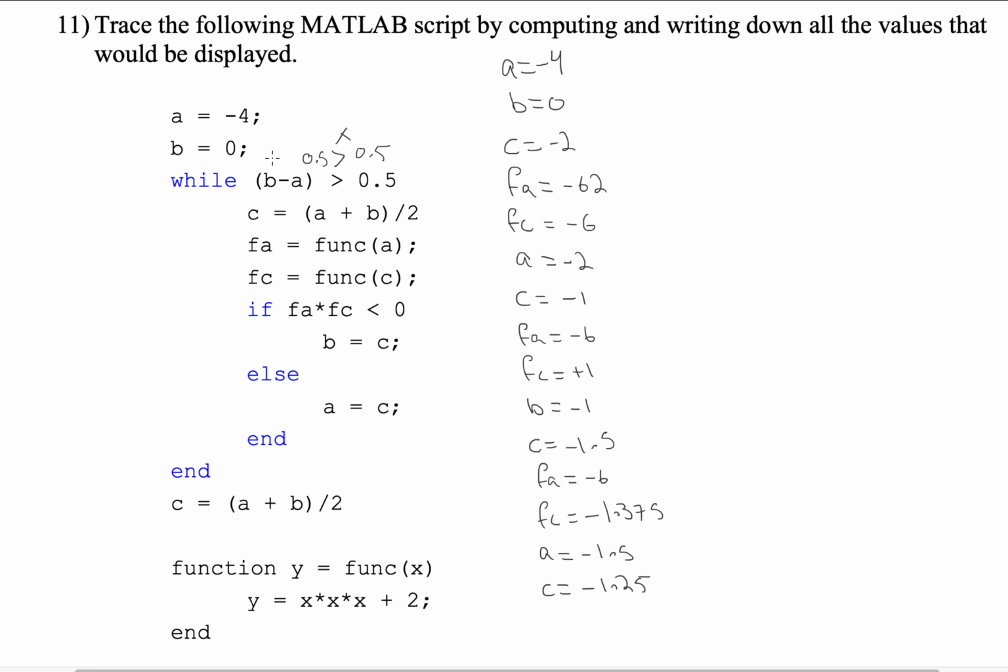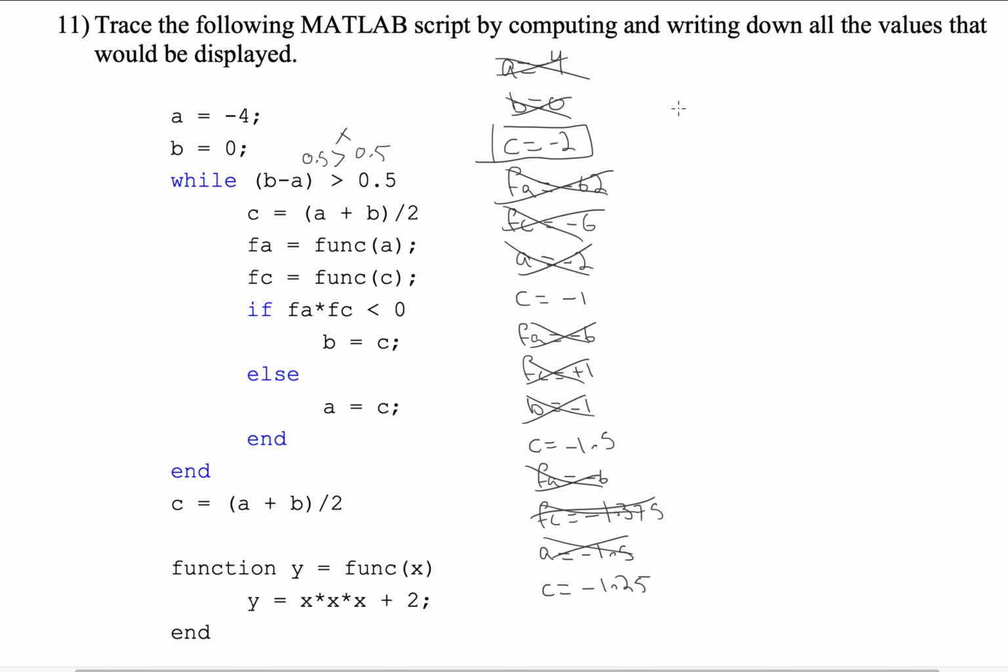Now let's see what we suppressed. This is suppressed, this is suppressed. We don't have to say these. Then c is not suppressed, so we keep this. And then fa and fc are suppressed. So any fa's and fc's that we see are always suppressed, so we don't have to write these down. And whenever we change our b value and a value, we do not have to write those down.